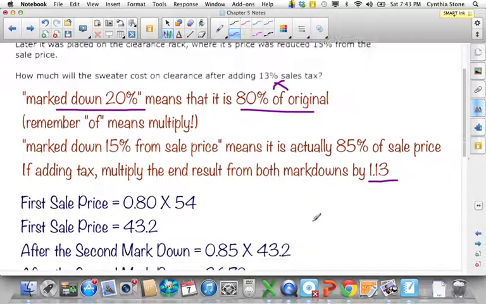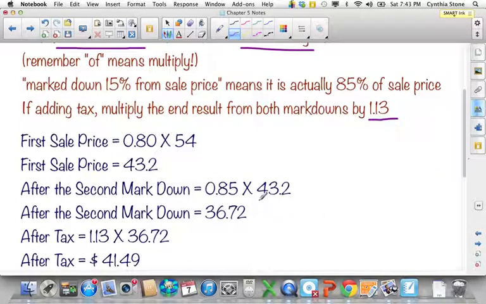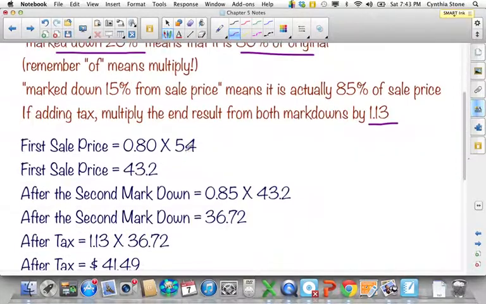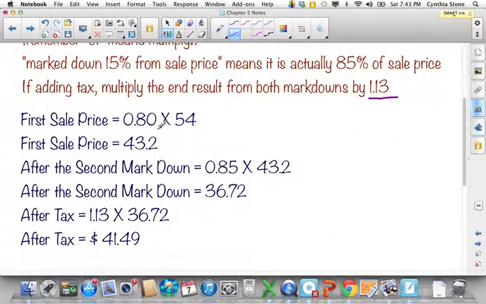So we just go through the strategy of solving it then. You take 80% of the original price. The original price was $54, right? So your first sale price is 80% of that, $43. Then it's marked down again. So that price, after the second markdown, is 85% of this cost, right? So you just put that in your calculator and you get $36.72.